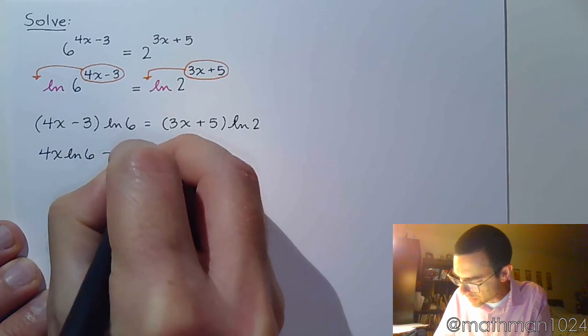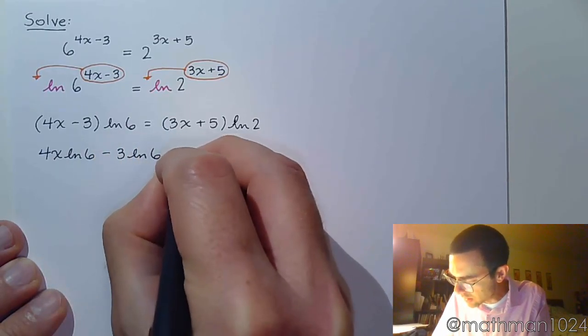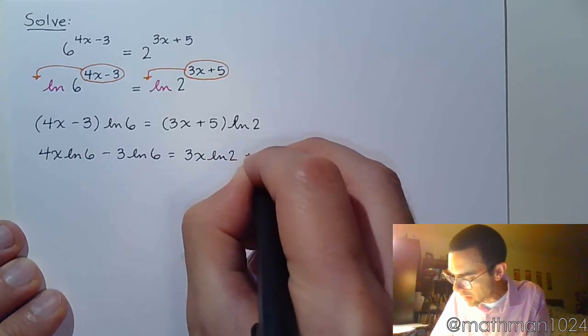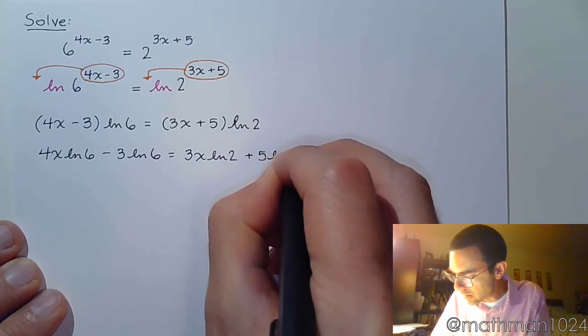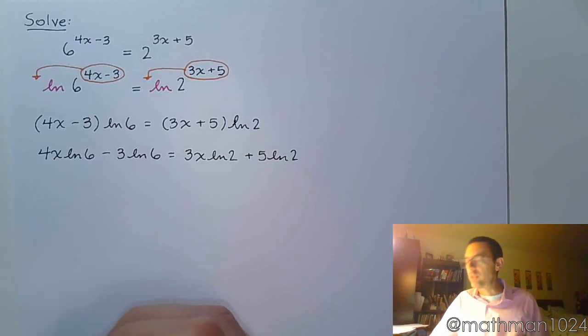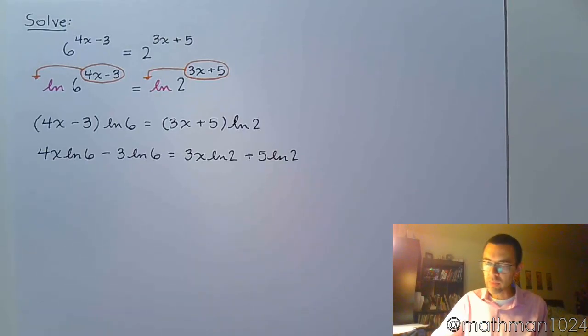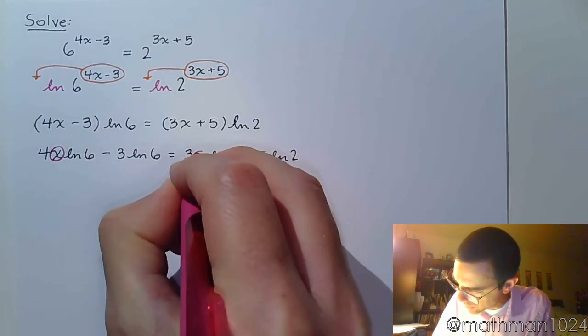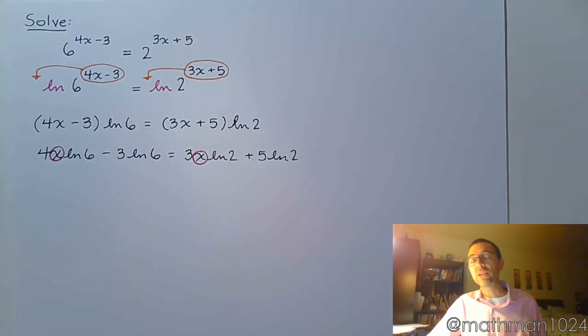So minus 3 natural log of 6 on the right side, 3x times the natural log of 2 plus 5 times the natural log of 2. All right, as before, we identify these two terms that contain the variable x, and it's our job to get these guys on the same side.